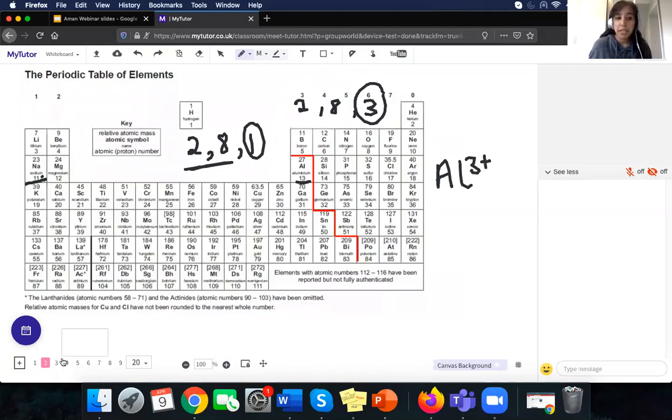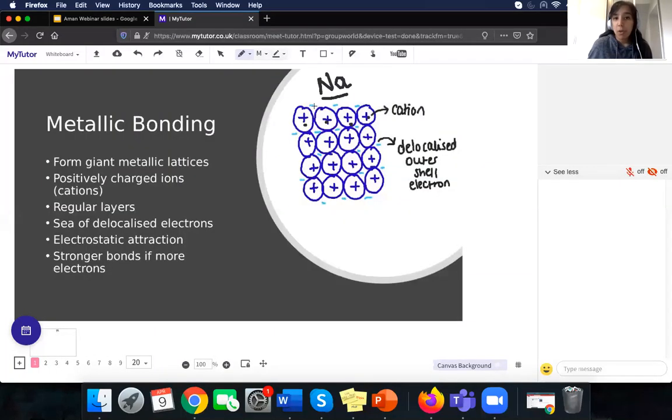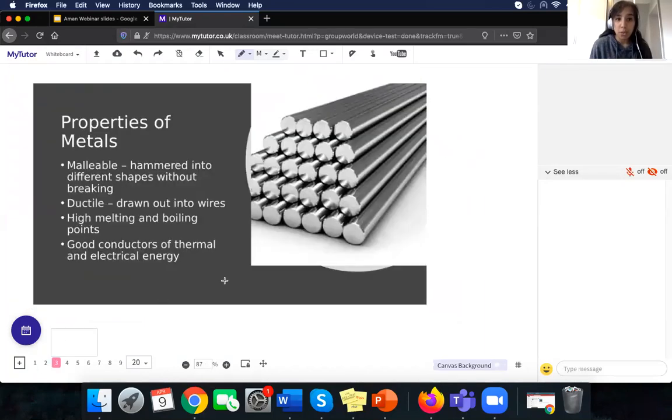And that means in its diagram, instead of having 1 electron per positive ion, it will have 3 electrons per positive ion. And that means there are stronger electrostatic attractive forces between the positive ions and the electrons. Okay, so that's just a quick recap of what we covered yesterday. So now that we know about that structure, let's think about the properties of metals.